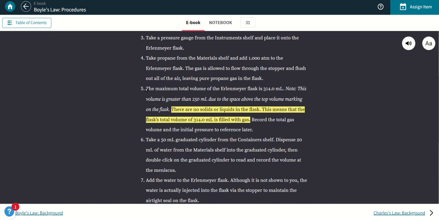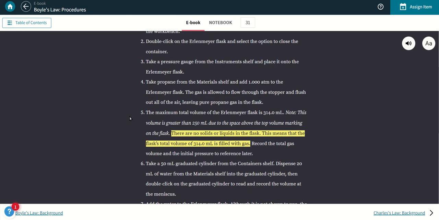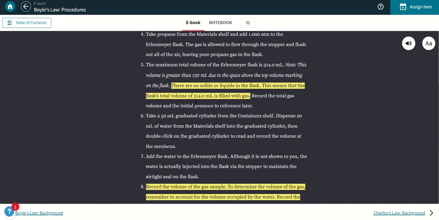Really pay attention to the fact that the Erlenmeyer flask says it's 250 ml, right? But that's for liquids, and that's for the markings that it has. The overall volume inside that Erlenmeyer flask is larger than 250 ml. It has space above those volume markings. And because gases take up the volume of containers, the total volume is 314 when you have just the gas in there and it's sealed tightly where nothing is escaping. So keep that in mind.